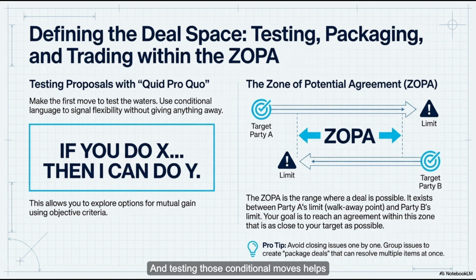And testing those conditional moves helps you find the ZOP. The zone of potential agreement. Right. It's the trading range, the overlap between your bottom line and their bottom line. Yeah. If there's no overlap.